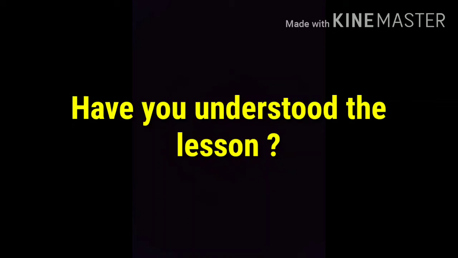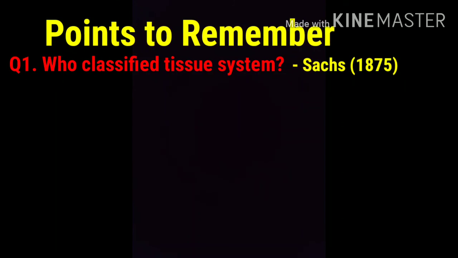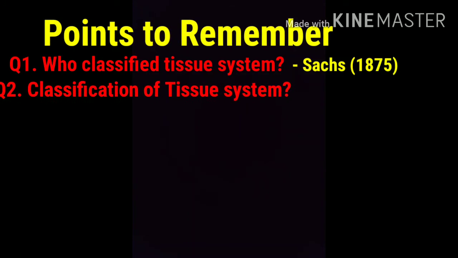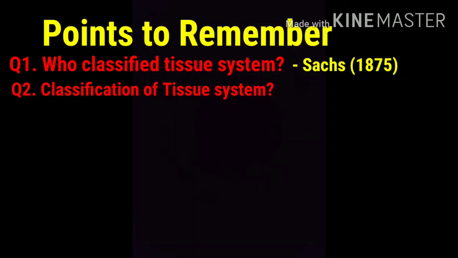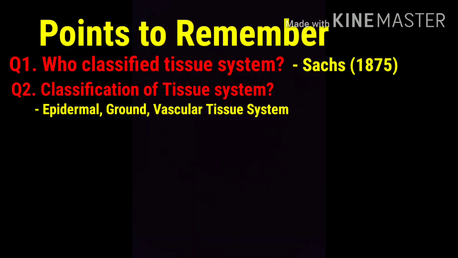Children, have you understood the lesson? Now points to remember. Who classified the tissue system? Sachs classified the tissue system. What are the classifications of tissue system? Dermal or epidermal tissue system, ground tissue system and vascular tissue system.